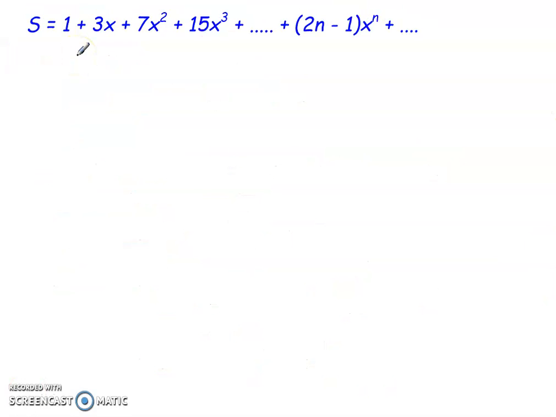The second question was looking for the sum to infinity of this series here. So s equals 1 plus 3x plus 7x squared plus 15x cubed, and so on. First thing we always do again is look at the coefficients and look at their relationship to one another. So I've got 1, if I add 2 I get 3, if I then add 4 I get 7, so it's not the same amount it's gone up by. If I then add 8 I get 15, and I continue on there.